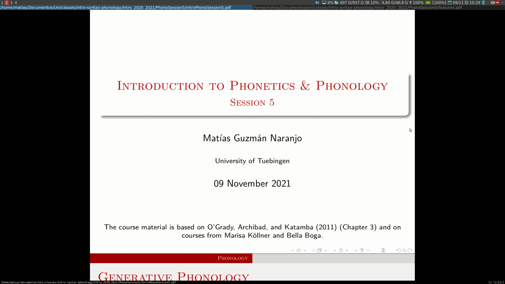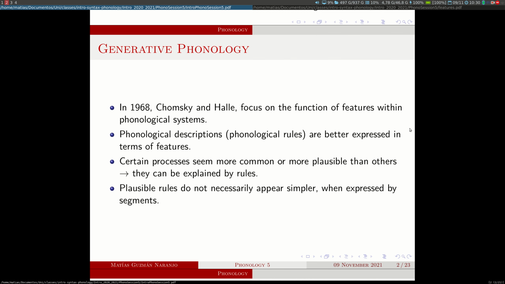Today this is going to be a very short session on distinctive features, and I'm going to keep it short because distinctive features can be a little bit much or a little bit complicated sometimes, so better to do just the necessary for today. So a little bit of background.